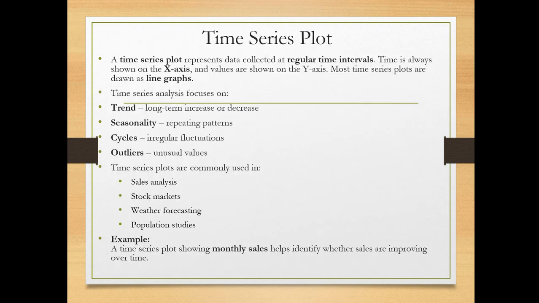And then time series plot. A time series plot represents data collected at regular time intervals. It helps identify trends, seasonality, cycles, and unusual values over time. Trend represents a long-term increase or decrease. Seasonality is a repeating pattern, cycles are irregular fluctuations, and outliers are unusual values.